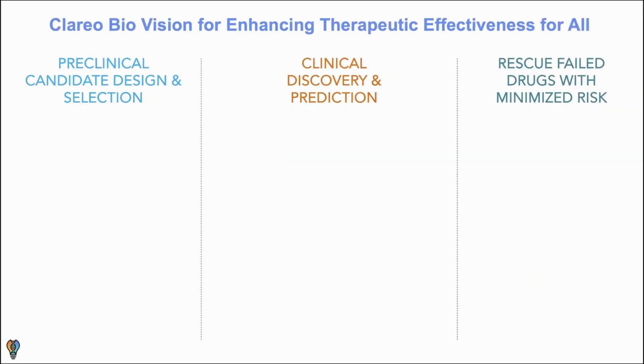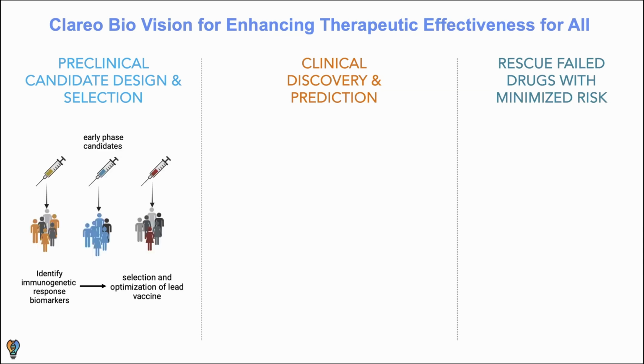So let me tell you what our vision is about how we can use our tools to enhance therapeutic effectiveness for all. The first, again, is in that preclinical candidate design and selection process. If a company has 5 therapeutic interventions, 5 drugs that they're developing, they've all gone through that preclinical evaluation, we can come in, screen those samples that have been used for preclinical evaluation, and say, okay, candidate number 3, that has the most activity across the widest populations.